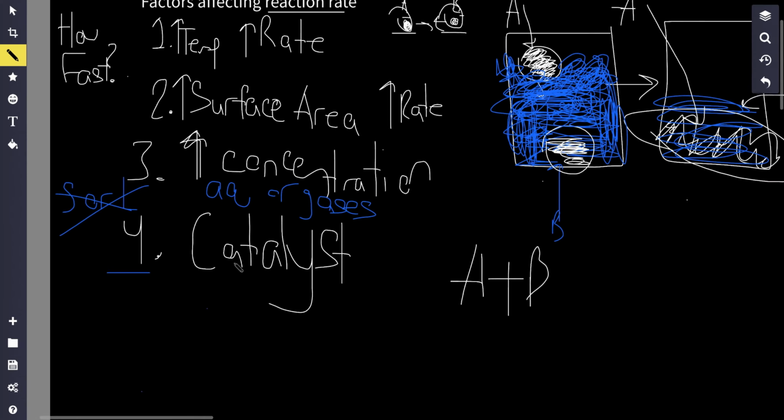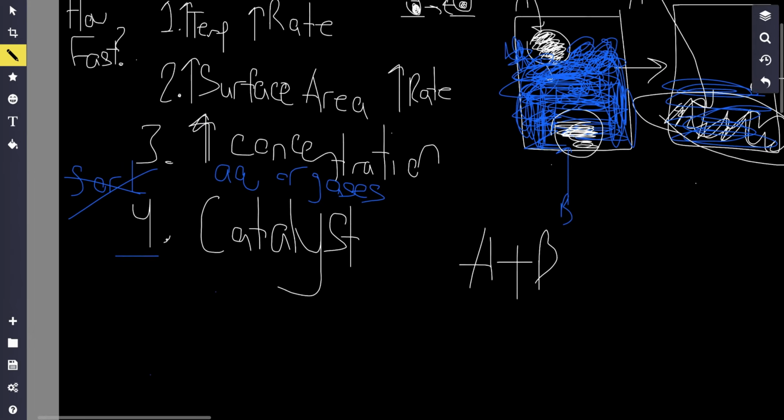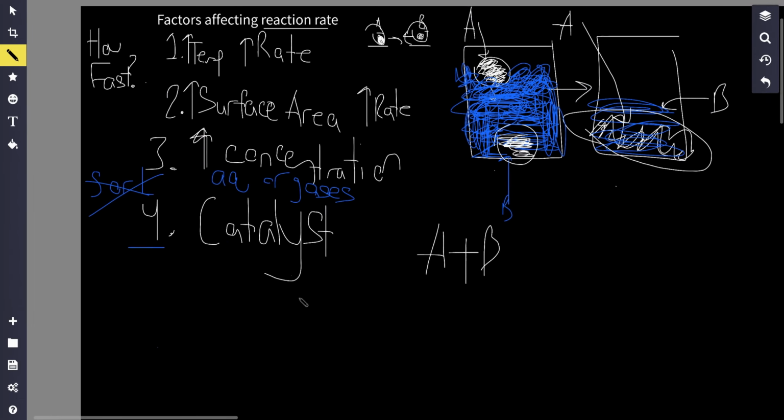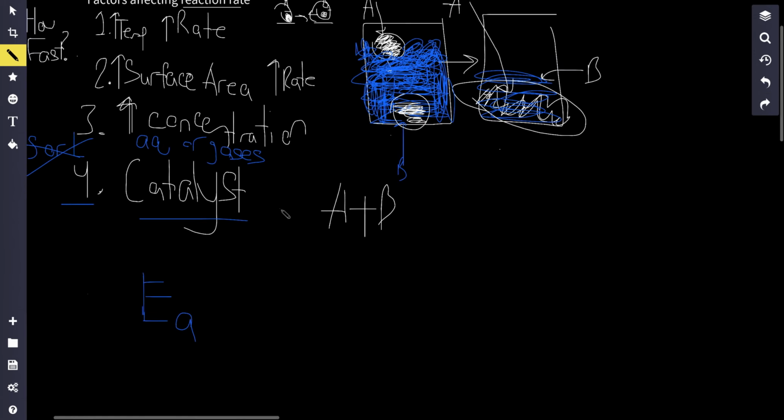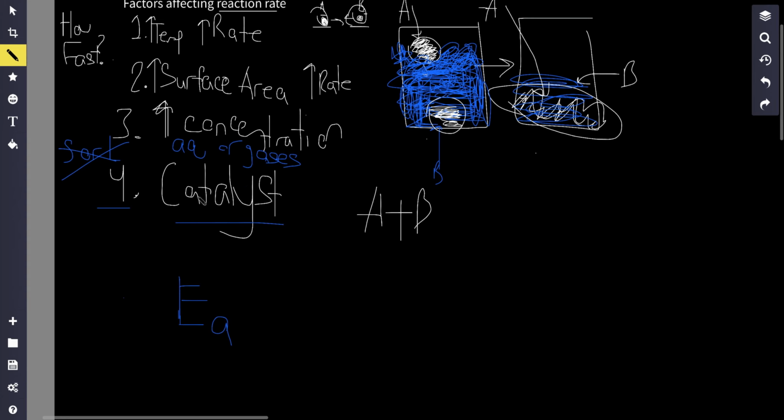And then finally, number 4, the addition of a catalyst. All reactions take energy, all right? Whether or not it's very little, all reactions have energy, right? It takes energy for some reaction to occur, and that energy is called the activation energy. Now, what the catalyst does is it lowers this activation energy.